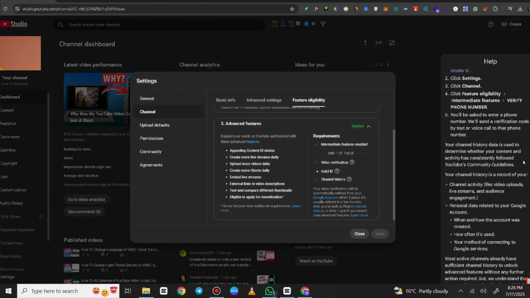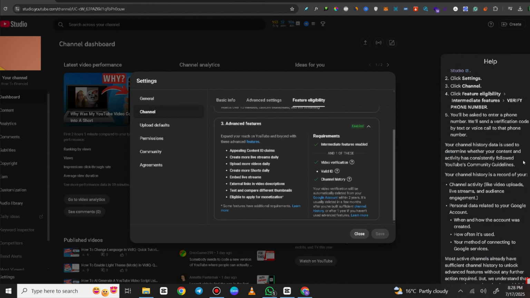So here it says that your channel history data is used to determine whether your content is following the YouTube community guidelines. And here's the important info right here. Your channel history is a record of your channel activity. So your video uploads, live streams, and audience engagement. The last one, the audience engagement, might be really important because it shows YouTube that you are not botting or using fake views to boost up your channel, which goes against YouTube policies and guidelines.